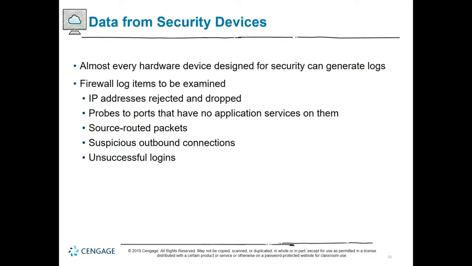So to get the data from security devices, pretty much everything is going to have a way to generate a log. Every type of security device, or device that's designed for security. Firewalls, for example, you can look at those to determine what IP addresses were rejected or dropped, what probes to ports that had no application services running on them, source routed packets, suspicious outbound connections, and unsuccessful logins.